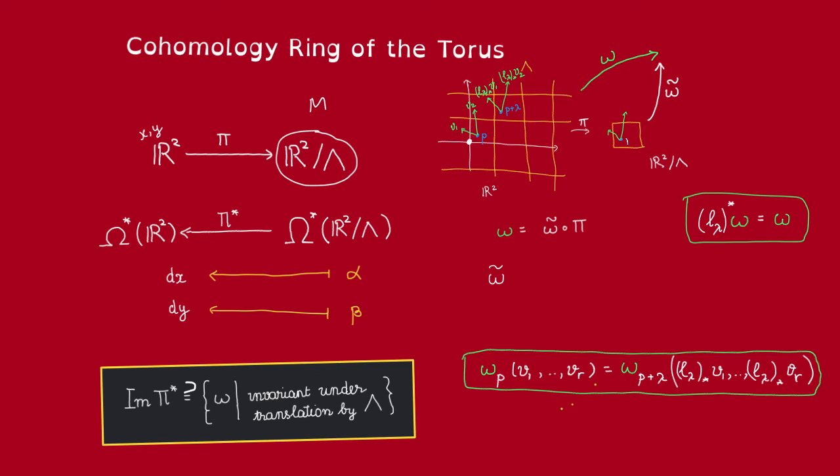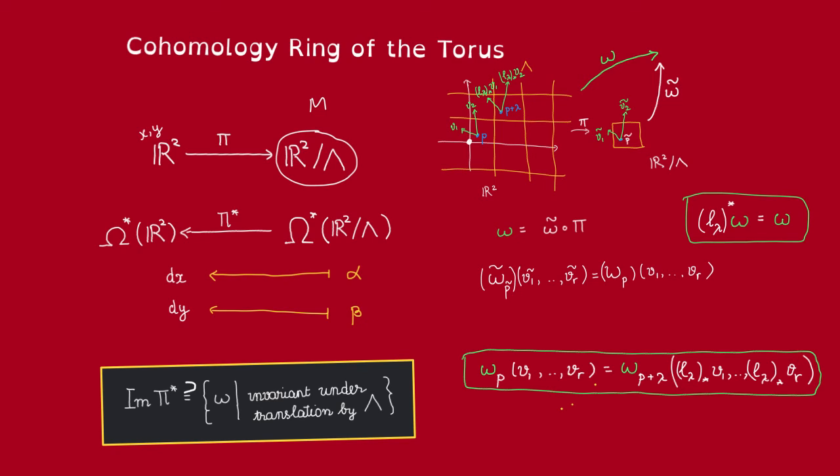So let's say we're given a point P tilde here on the torus, and tangent vectors VI tilde in the tangent space to the torus at P tilde. Then we define the value of the form omega tilde at P tilde on these vectors to be the value of omega P on V1 through VR, where P is any preimage of P tilde, and V1 through VR are any preimages of these VI tilde under the map on tangent space, because observe that the map on tangent space is an isomorphism.